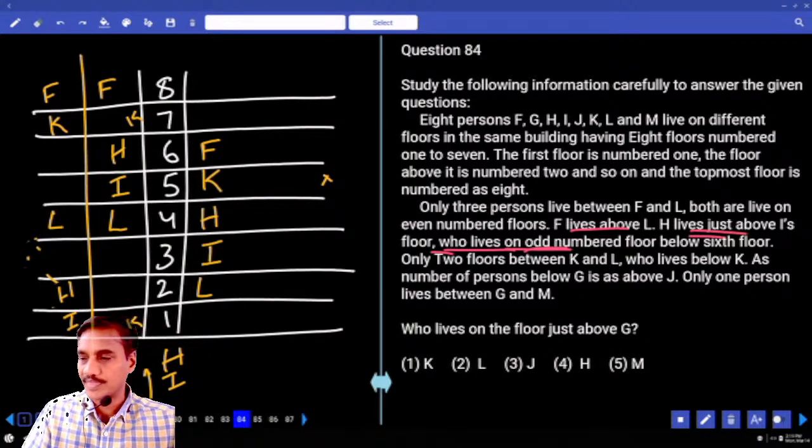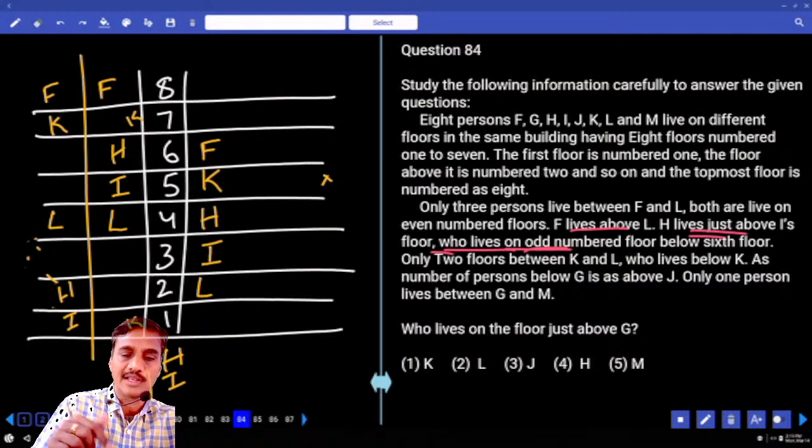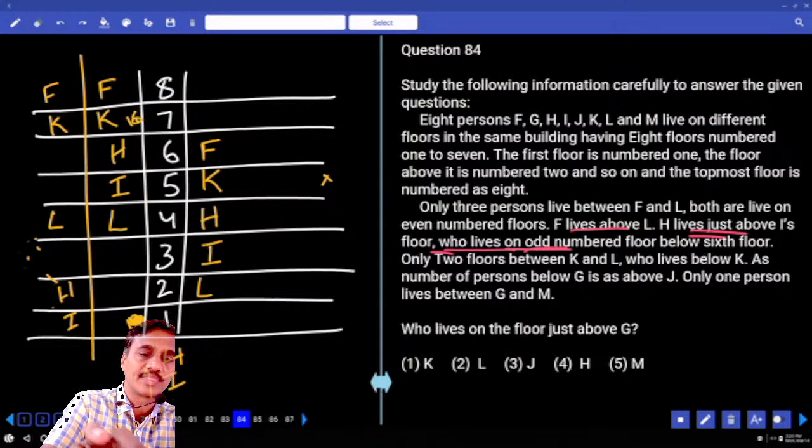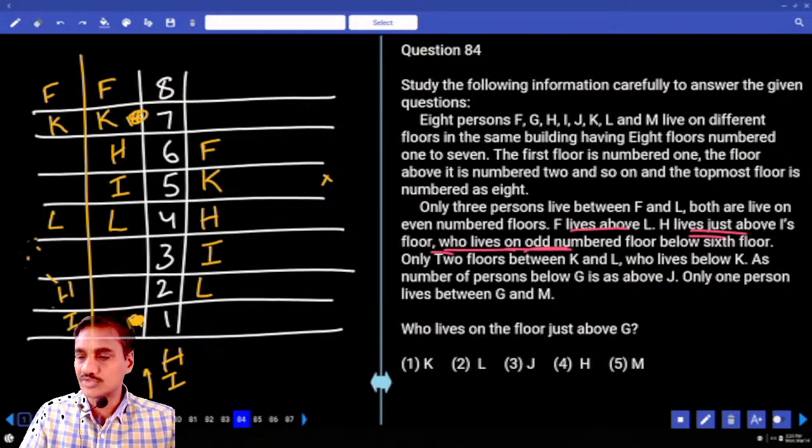And 2 people between L and K. K is here. And 2 people between K and L. L lives below K. Now L lives below K means K cannot be here. L lives below what? L lives below K. Done?